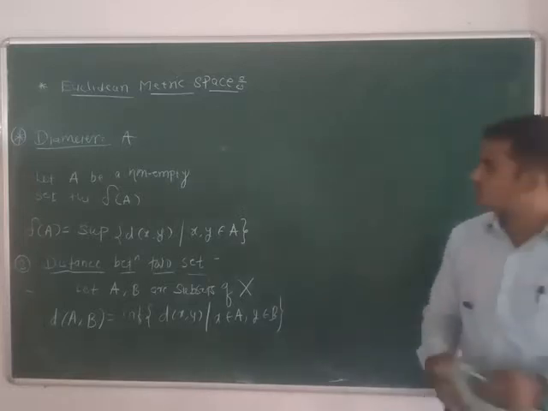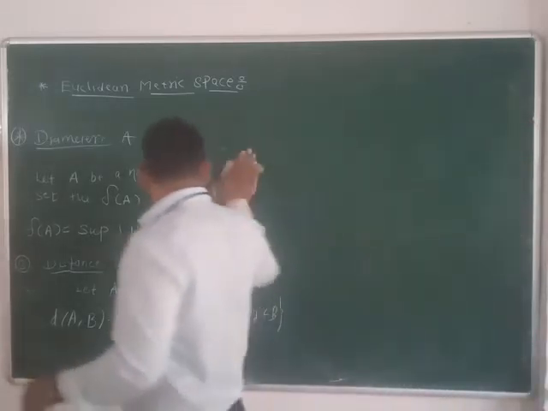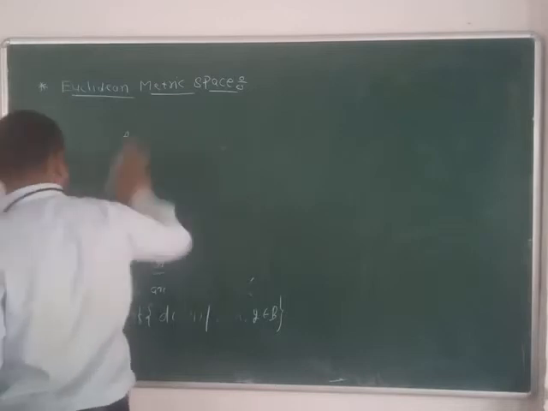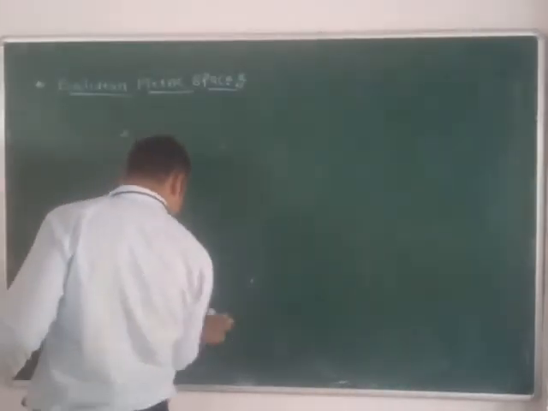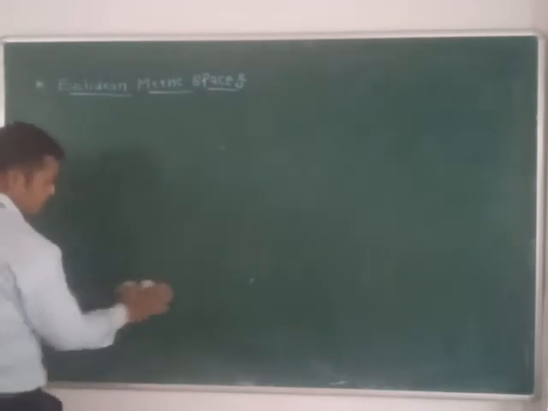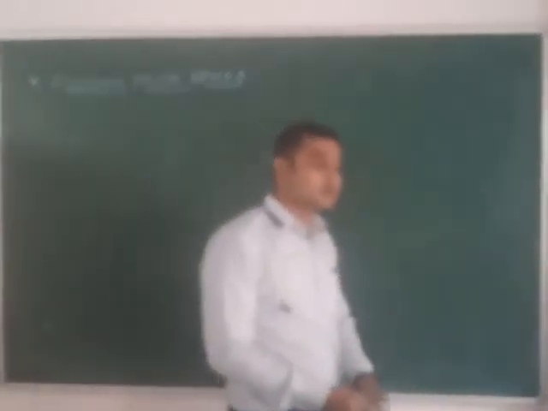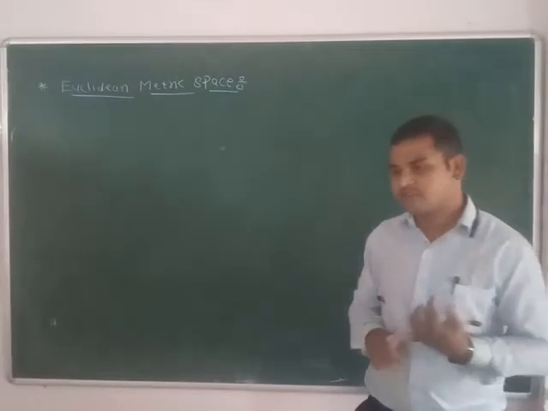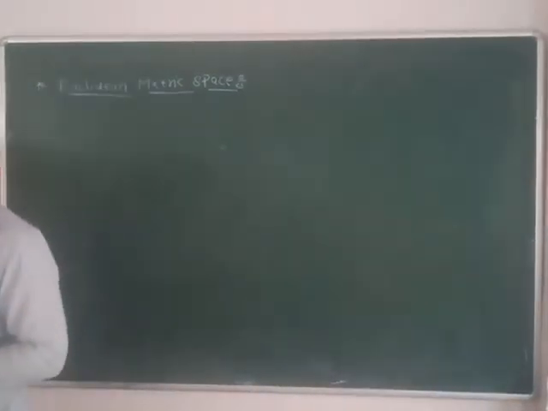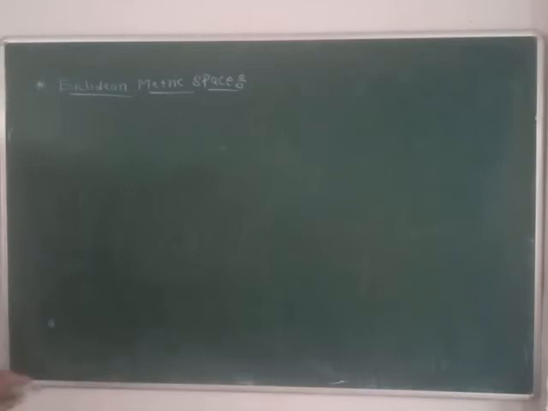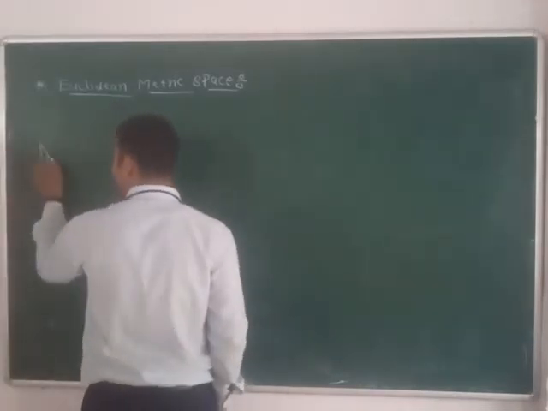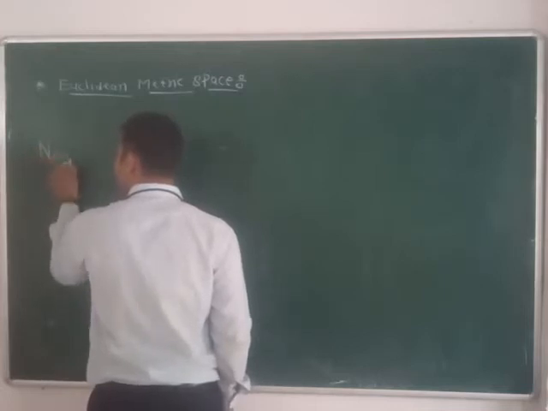Next definition is about what is meant by the neighborhood of a point. These are very important definitions in order to study the function of several variables: the definition of neighborhood, the definition of limit point, the definition of open set, and the definition of closed set. So first we will study the definition of neighborhood.